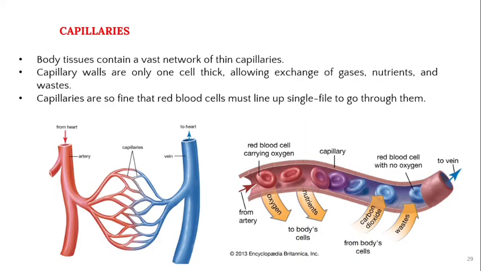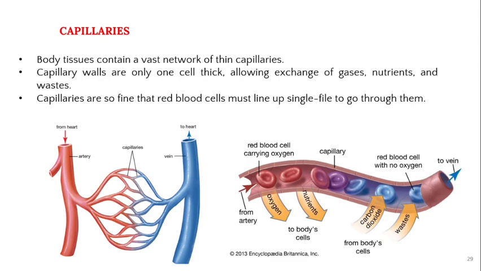Lastly is the capillary. Body tissues contain a vast network of thin capillaries. Capillary walls are only 1 cell thick, allowing exchange of gases, nutrients, and waste. Capillaries are so fine that red blood cells must line up single-file to go through them.